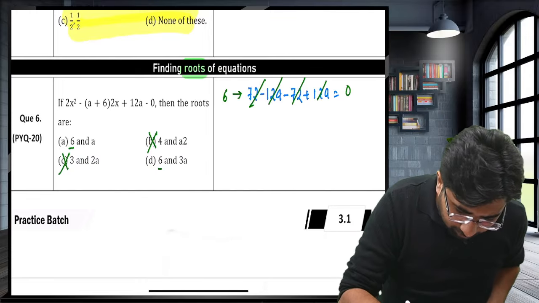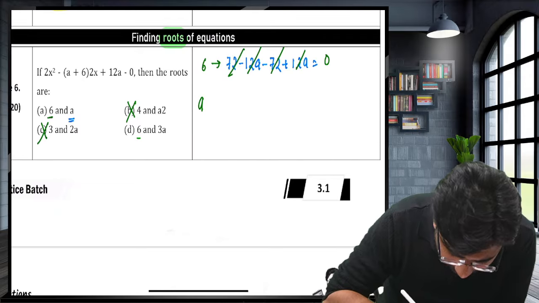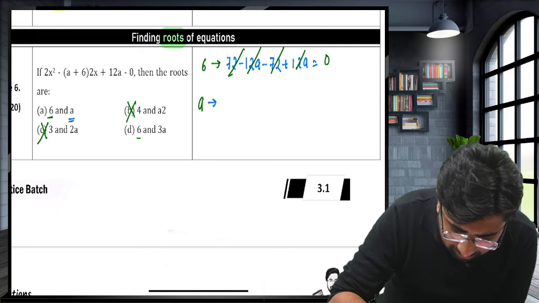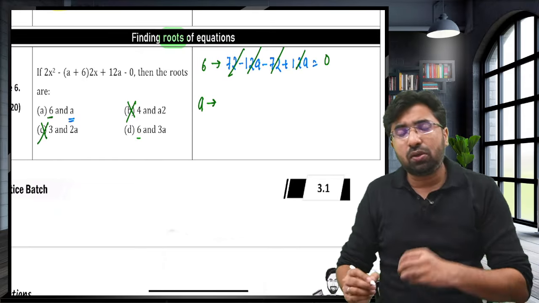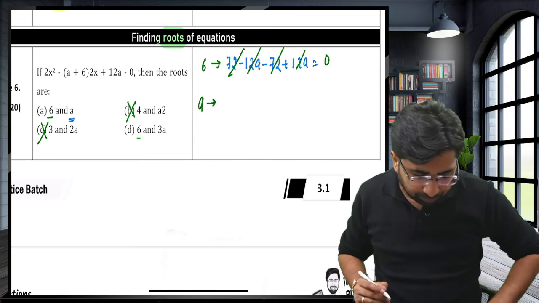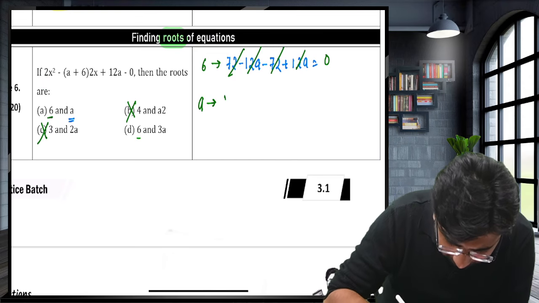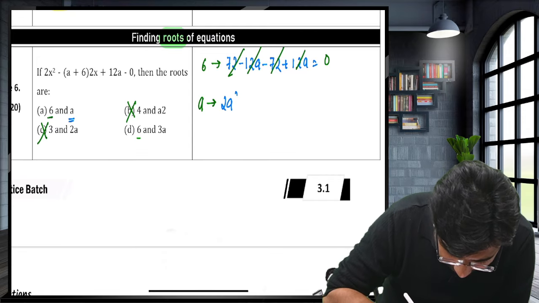Now let's check for A. In the place of X, I'll put A. Let's check. If you don't get the answer from A, I will not waste my time to check any other option. I will straightforward tick option D. Let's put A. If you put A, 2A into A, 2A square.